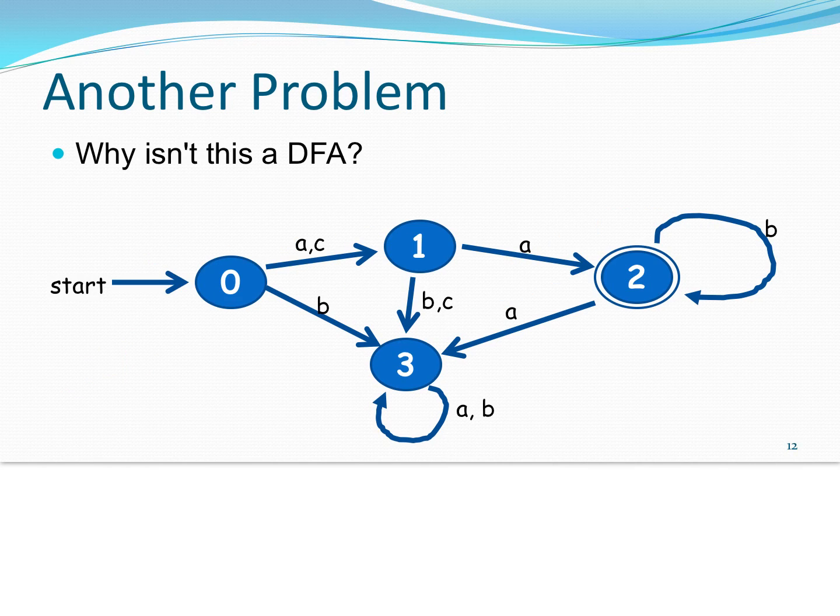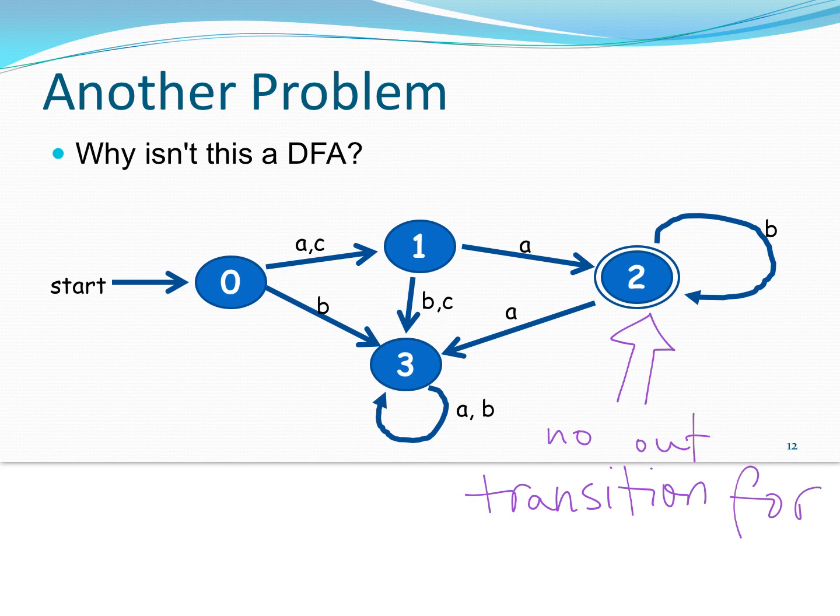Here's another one. We have to figure out why it isn't a DFA. And if we look, start state's good, so that's not the problem. And it's got a bunch of nodes and transitions. That's fine. Let's just see. We have A, B, C out of 0, and 1 has A and B, C. Oh, look at that. 2 has a state B and a state A, but state 2, there's no out transition for C. And actually it looks like that's true for state 3 too, right? So it's not a DFA if it doesn't have an out transition for each state.